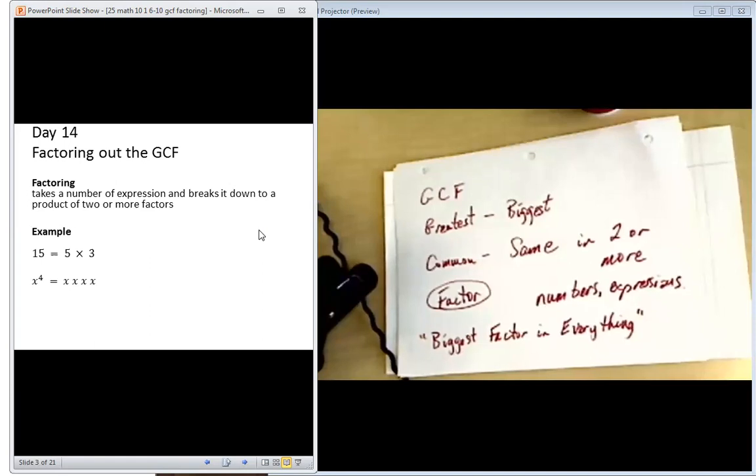Just a couple more examples, right? If you're given a number, break it down. 15, 5, and 3 is one possibility. 1 and 15 as well. And the x to the 4 that we've seen a few times now, right? The spread or the expansion, right?